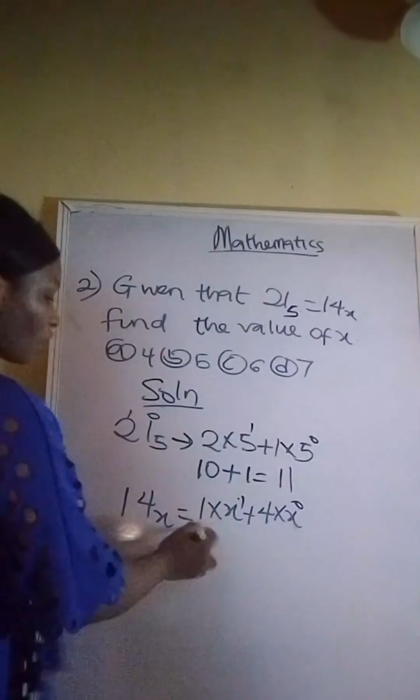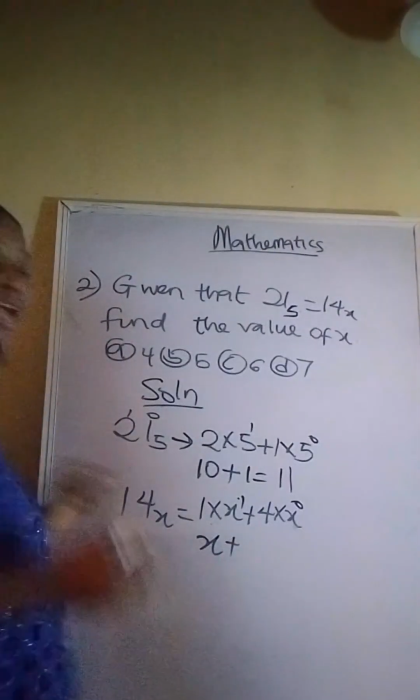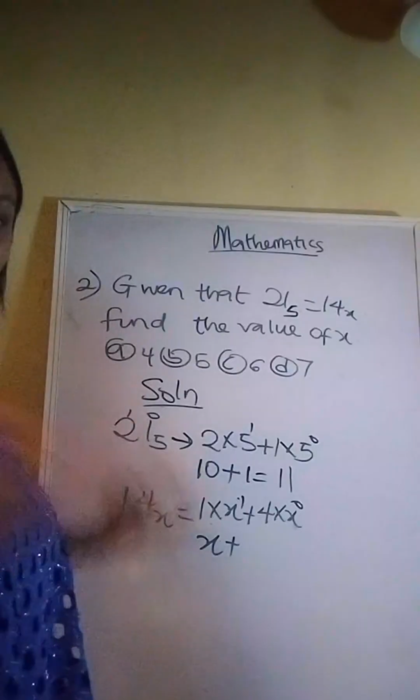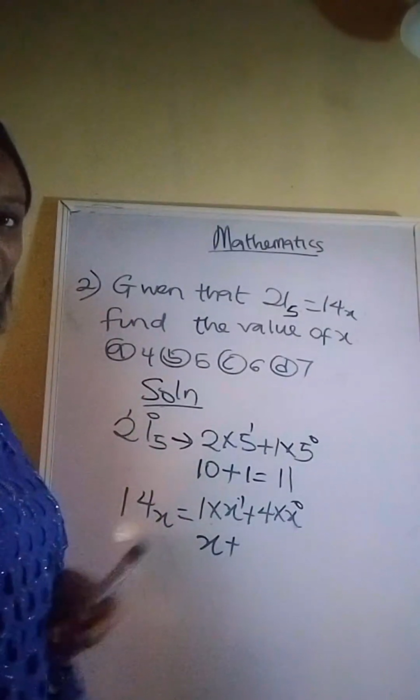So that will be x plus x raised to power 0 is 1. Any number raised to power 0, whether alphabet or variable, once it's raised to power 0, it is 1.